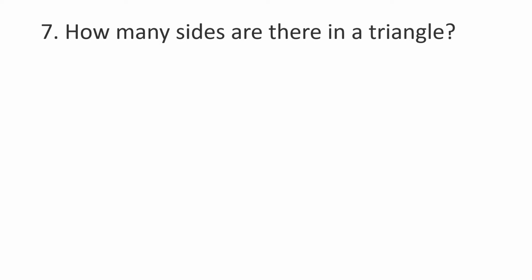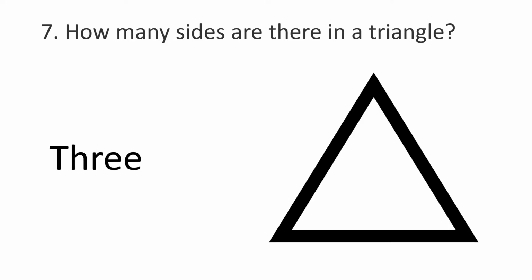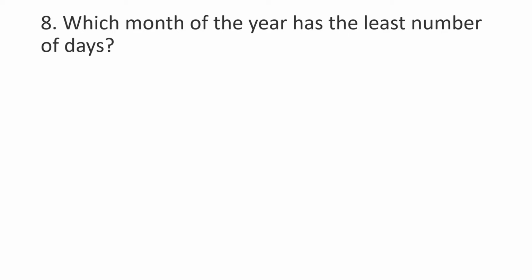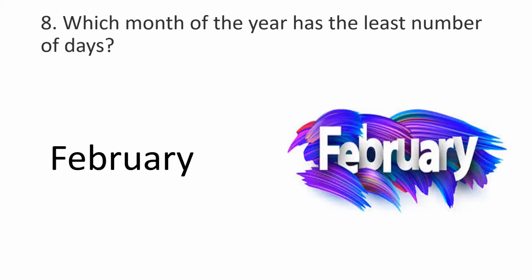How many sides are there in a triangle? The answer is 3. Which month of the year has the least number of days? February.